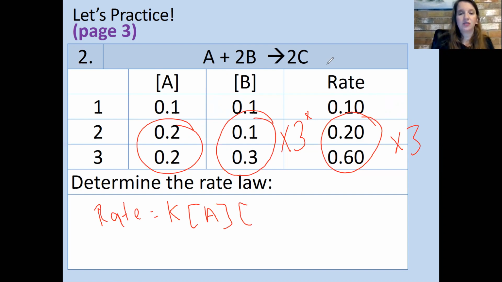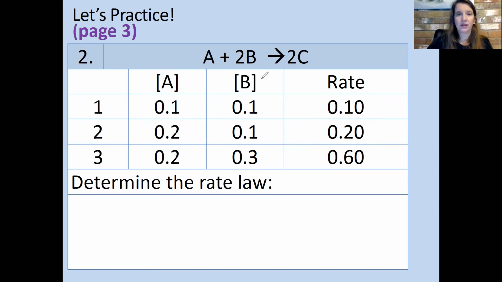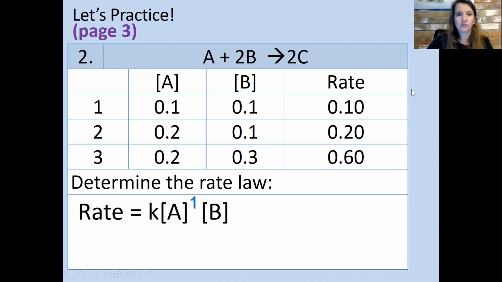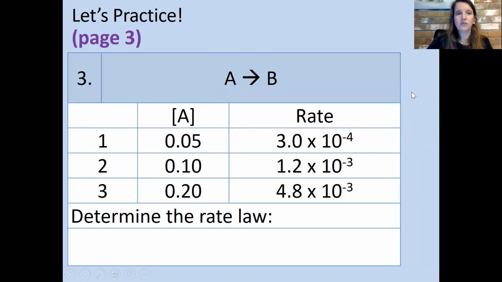So we have concentration of B down here. Rate equals K times the concentration of A times the concentration of B. What's the overall order of this reaction? Overall order is 2 because we add the exponents together. Next example. Let's look at example 3.